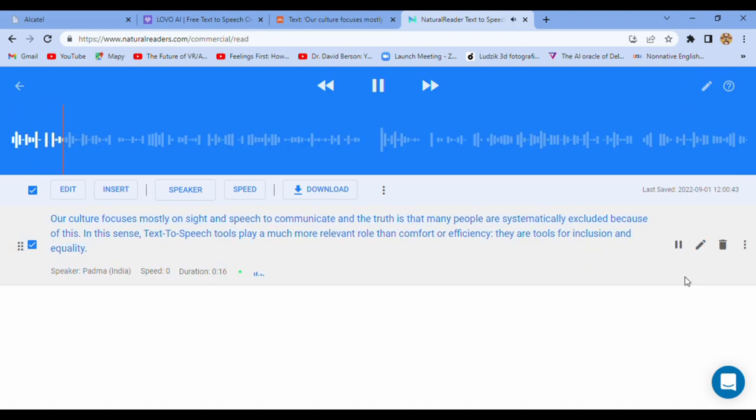Our culture focuses mostly on sight and speech to communicate, and the truth is that many people are systematically excluded because of this. In this sense, text-to-speech tools play a much more relevant role than comfort or efficiency. They are tools for inclusion and equality.